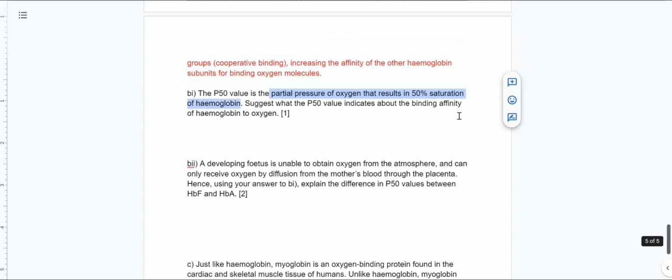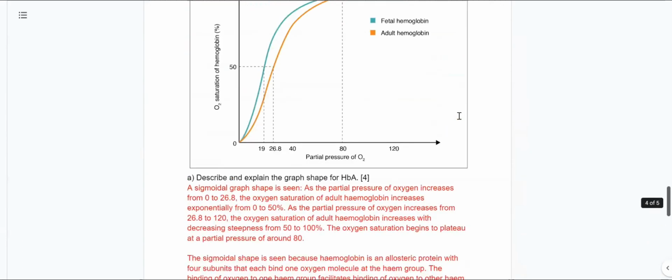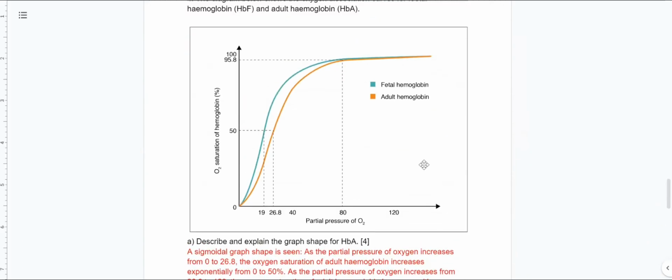Alright, so if we look back at our graph, we notice that there is something interesting because, like what they said, the P50 value is the partial pressure of oxygen, which means the x-axis value, which gives us a 50% saturation of hemoglobin with oxygen. And we can actually already see it being marked out on the graph right here. So what could this actually mean?